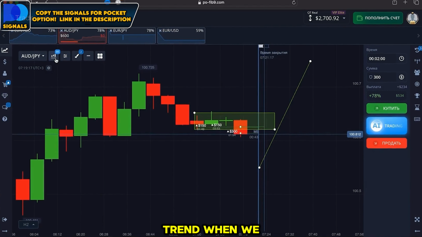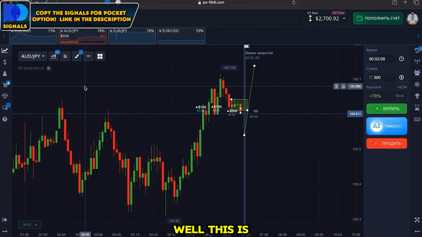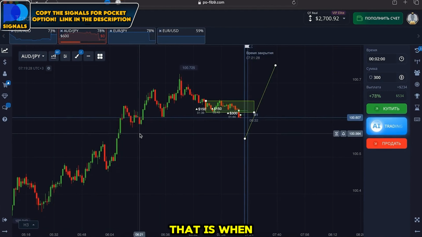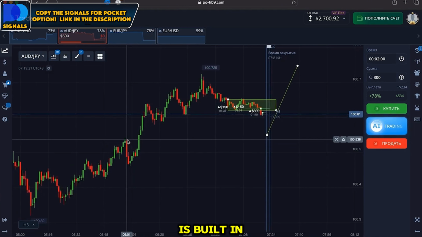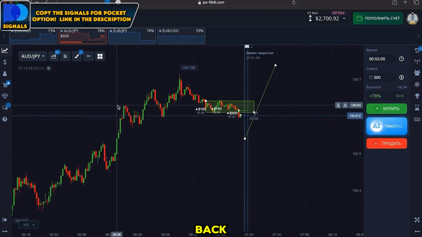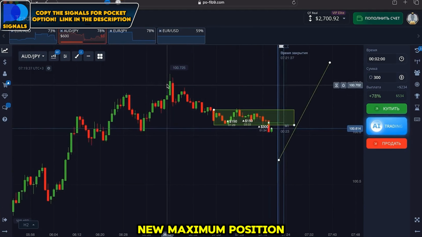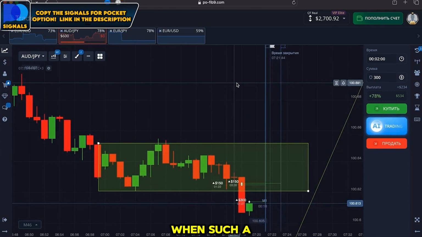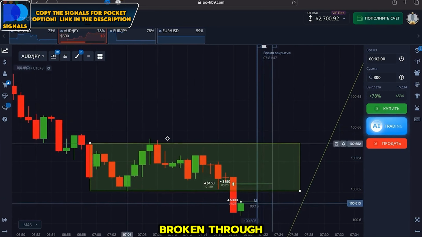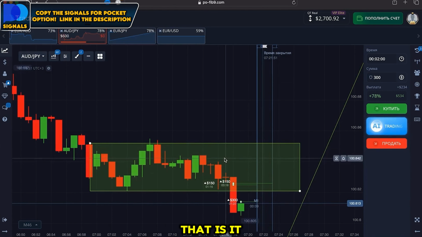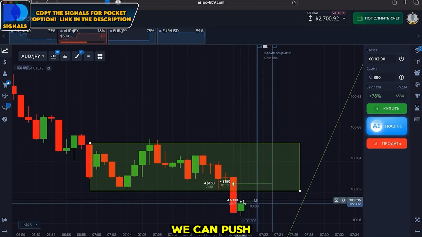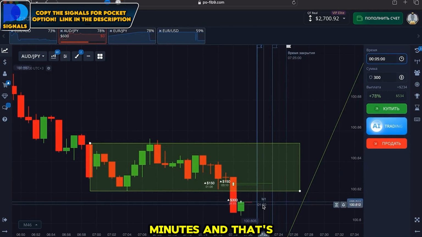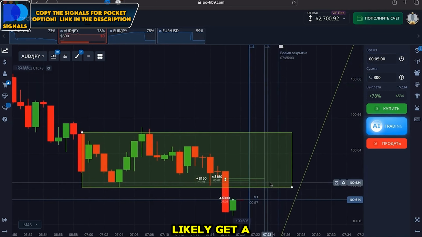In an upward trend, when we have situations like this, this is all visible on a minute interval. Here is the same hole. That is, when the price behaves upward, is built in such hills, when the price rolls back and then again compensates for another new maximum position, then usually with such small reversals and corrections like these, when such a volume is built and this rectangle is broken through, it behaves in one direction, that is, it corrects itself like here, then we can push off from this. Of course, I advise you to open it from below for 5 minutes and that's it. You will most likely get a plus from this.